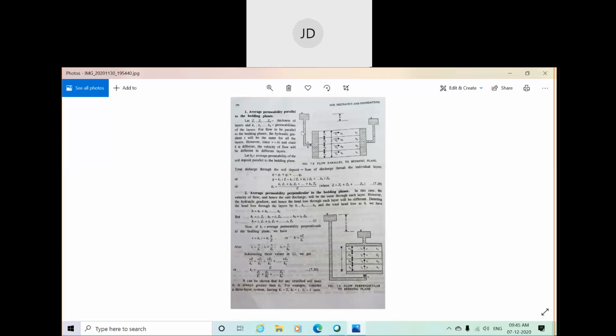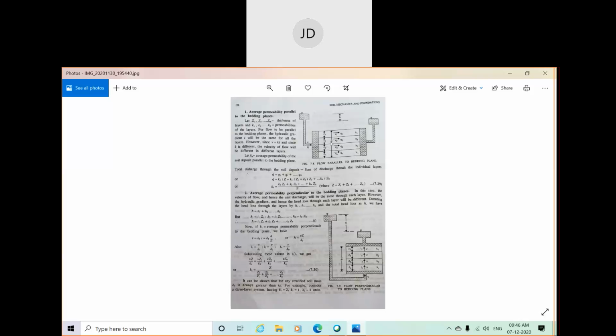Assume some amount of water is allowed to pass through this overhead tank, and water will pass through it because of the gradient. The discharge coming per unit time is denoted by small q. That means small q amount of water comes per unit time through this soil, and it will cross through it like this.